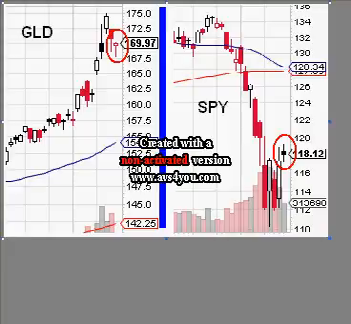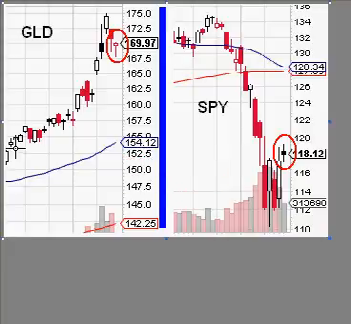And that's what's happening. In fact, if you just sit there and count these candles, you would see that this little blip right in here on gold is actually occurring at the same time as this blip right here on the SPY. Okay, if you want to sit and count candles.